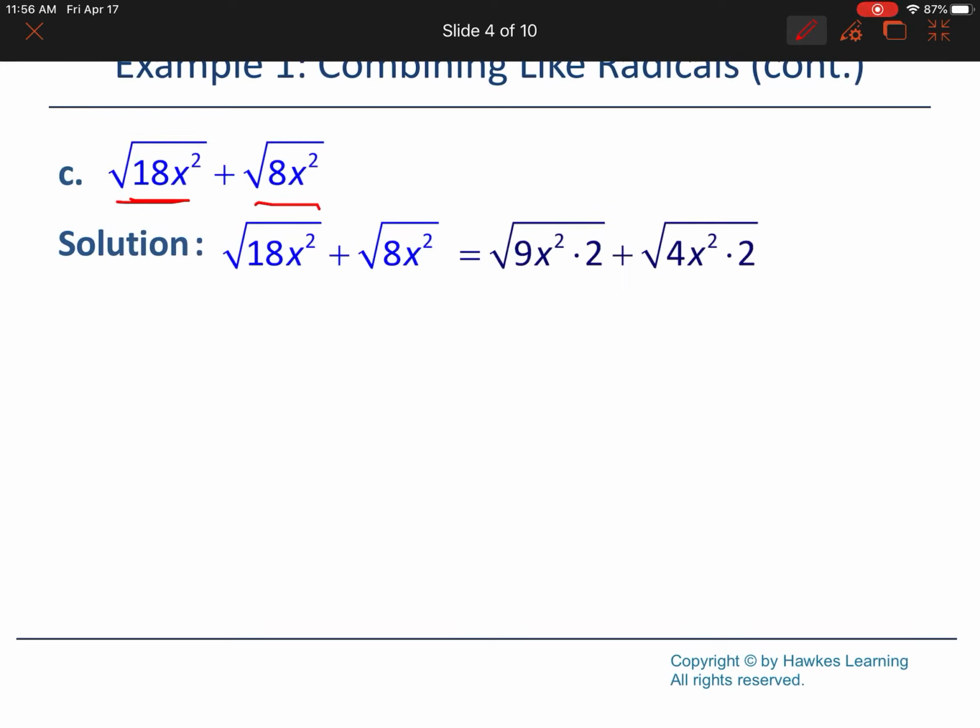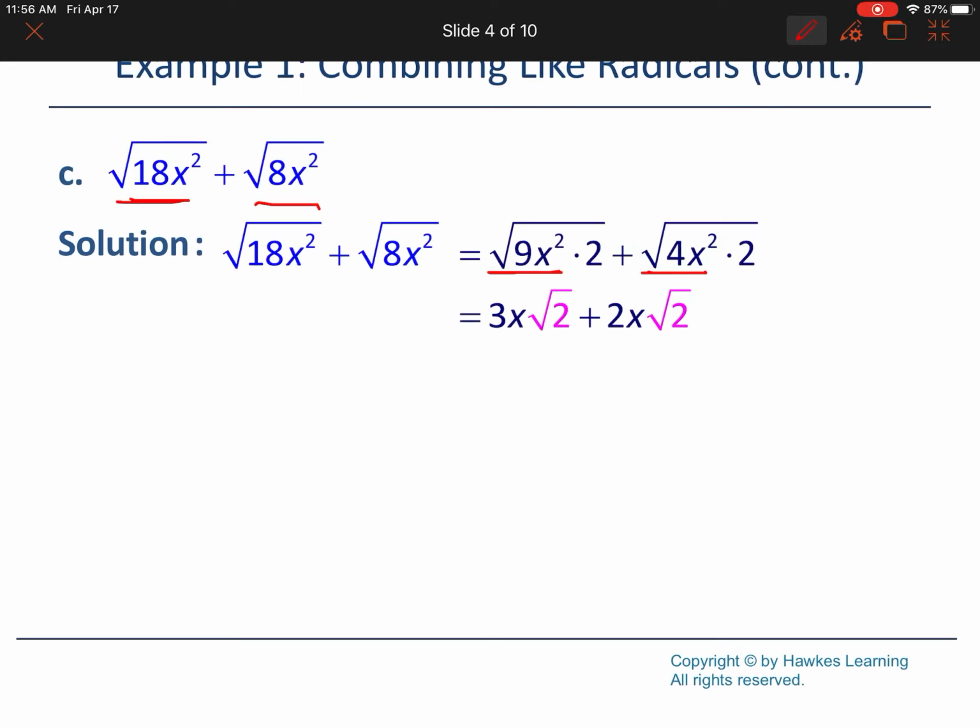So 18 is going to be 2 times 9. And the x squared will be also coming out, right? And 8 is going to be 2 times 4, because 4 is a perfect square. So these are our perfect squares. They're going to come out of the radical in these, right? So square root of 9 is 3. The square root of x squared is x. And same goes in the other one. Square root of 4 is 2. Square root of x squared is x. And I still have a square root of 2 in both of these terms.